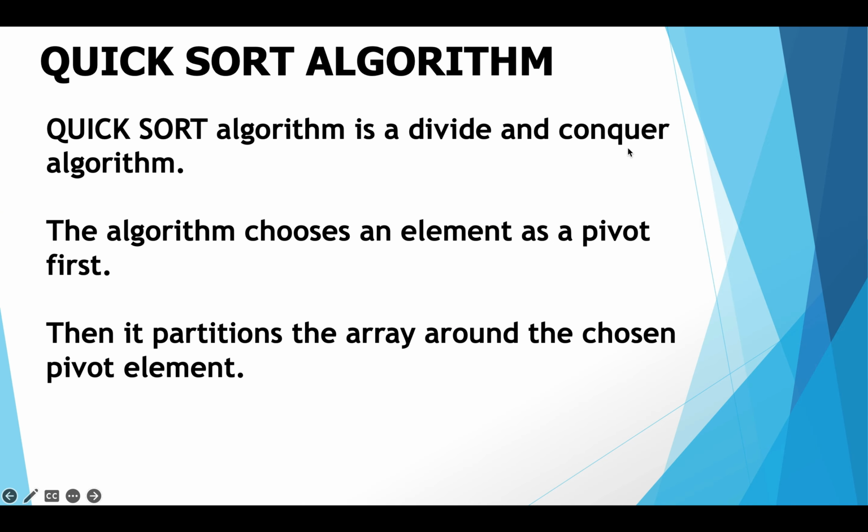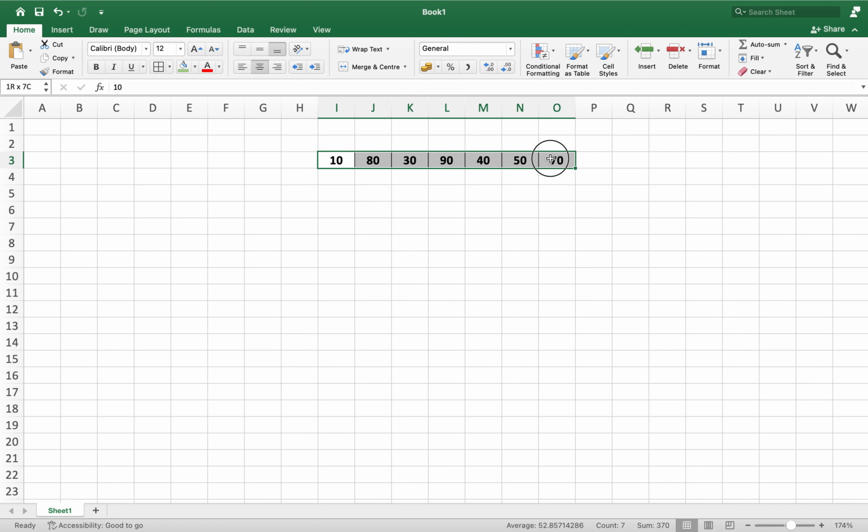Quicksort algorithm is a divide and conquer algorithm that chooses an element as a pivot and partitions the given array around the chosen pivot element. This is the array that we are going to sort using the quicksort algorithm.